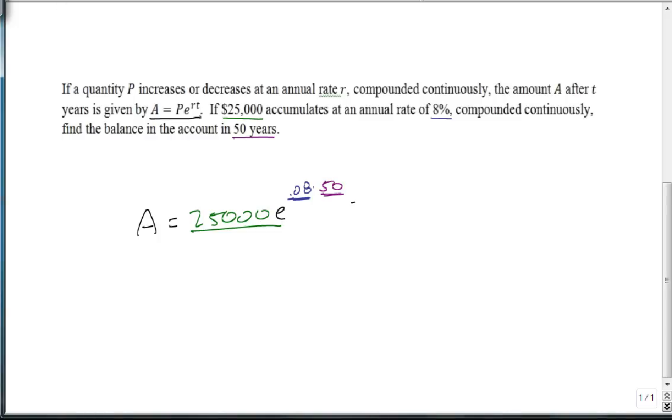$1,364,953.75. And no, there's no typo here. If you can let something sit that compounds continuously at 8% interest for 50 years, you can start with 25,000 and end with almost $1.5 million. And that's using the formula. Notice again, though, that I used the calculator to evaluate that so that I could get the proper answer.